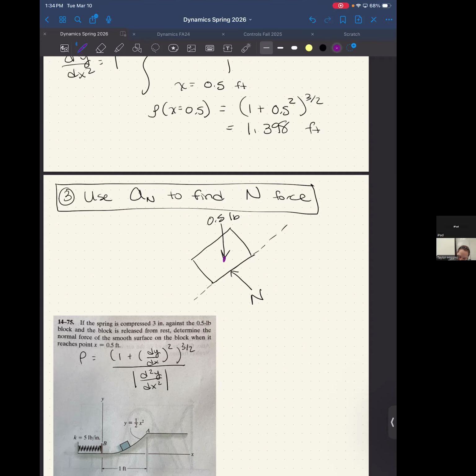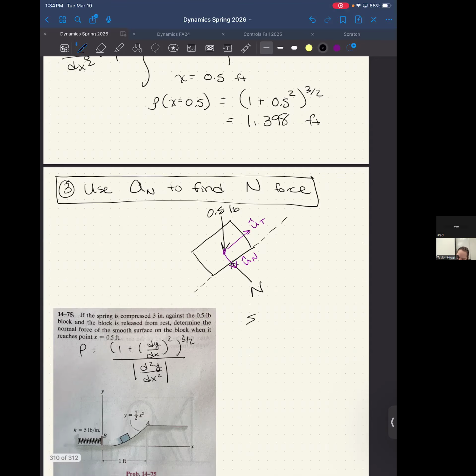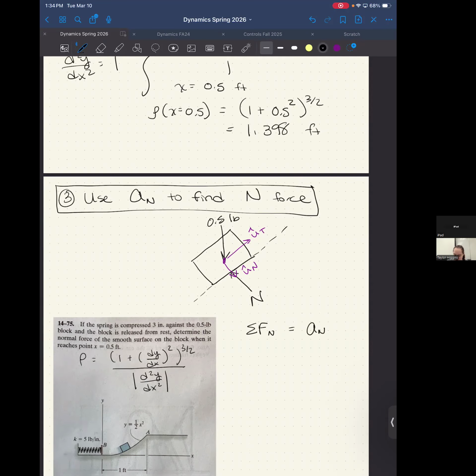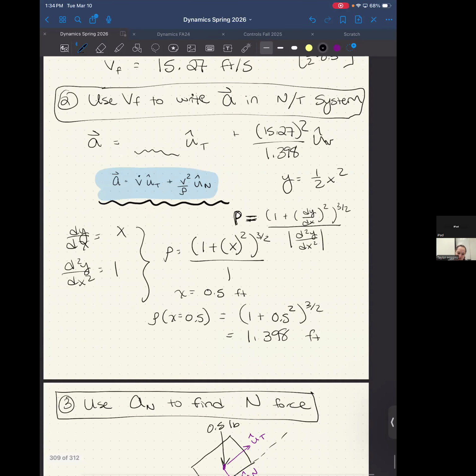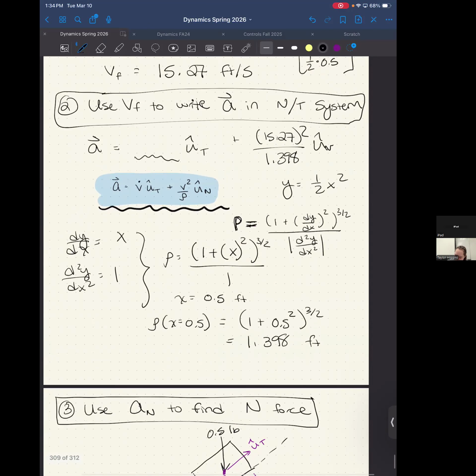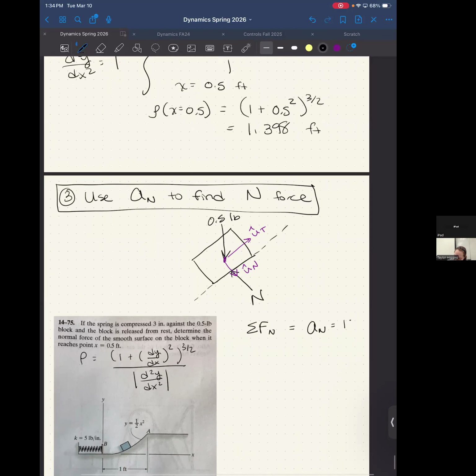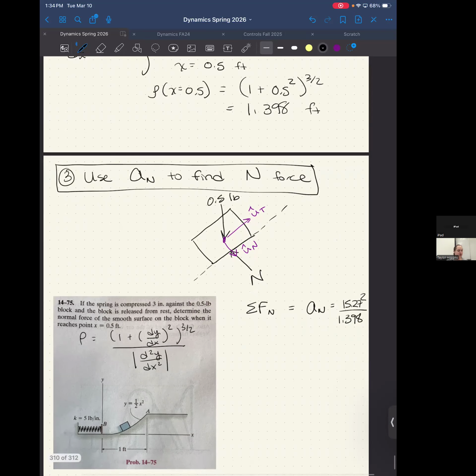My u hat t goes this way. My u hat n goes this way. What if I said the sum of forces in the normal direction equals acceleration in the normal, which is 15.27 squared over 1.398. There's still a trick hidden here. What am I missing? How the heck do I sum my forces in the normal direction?